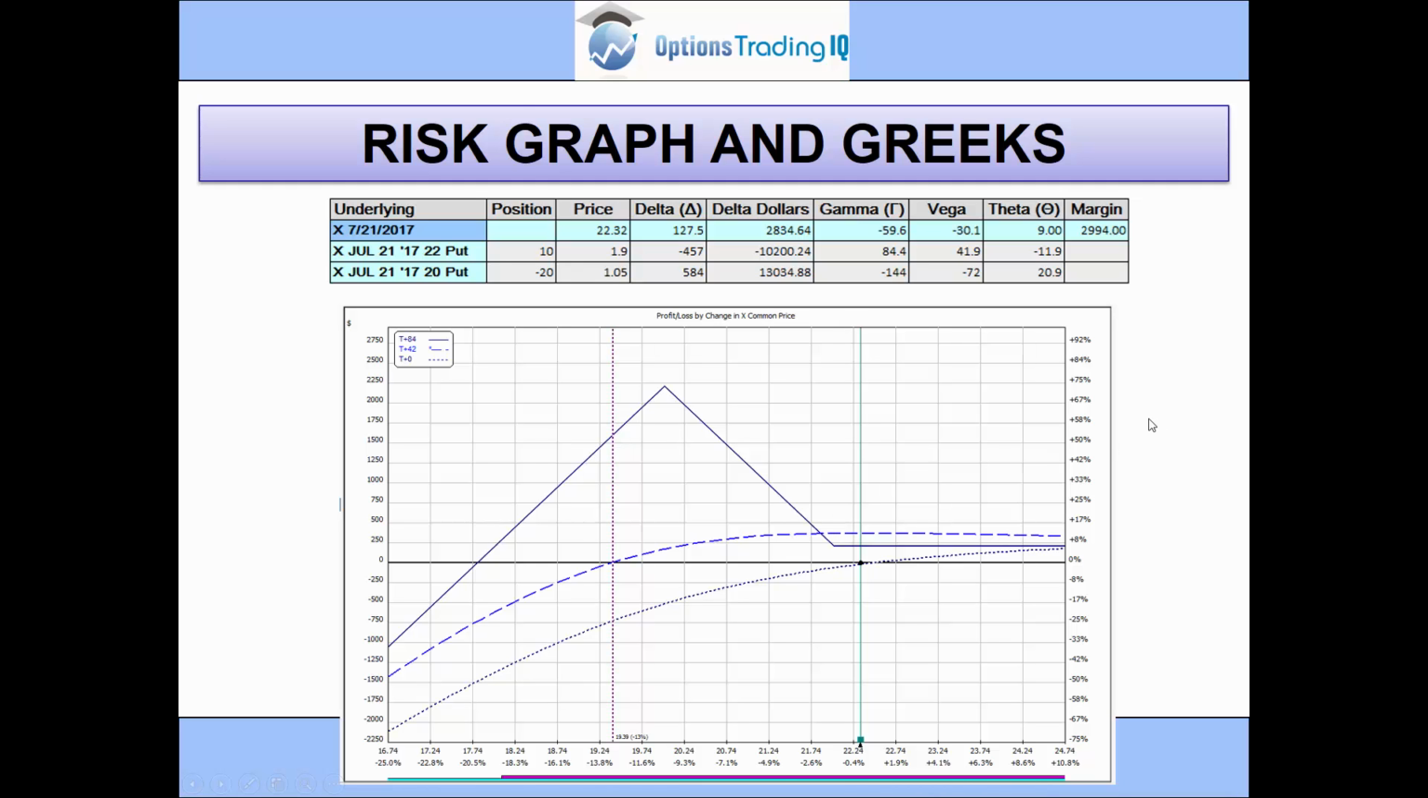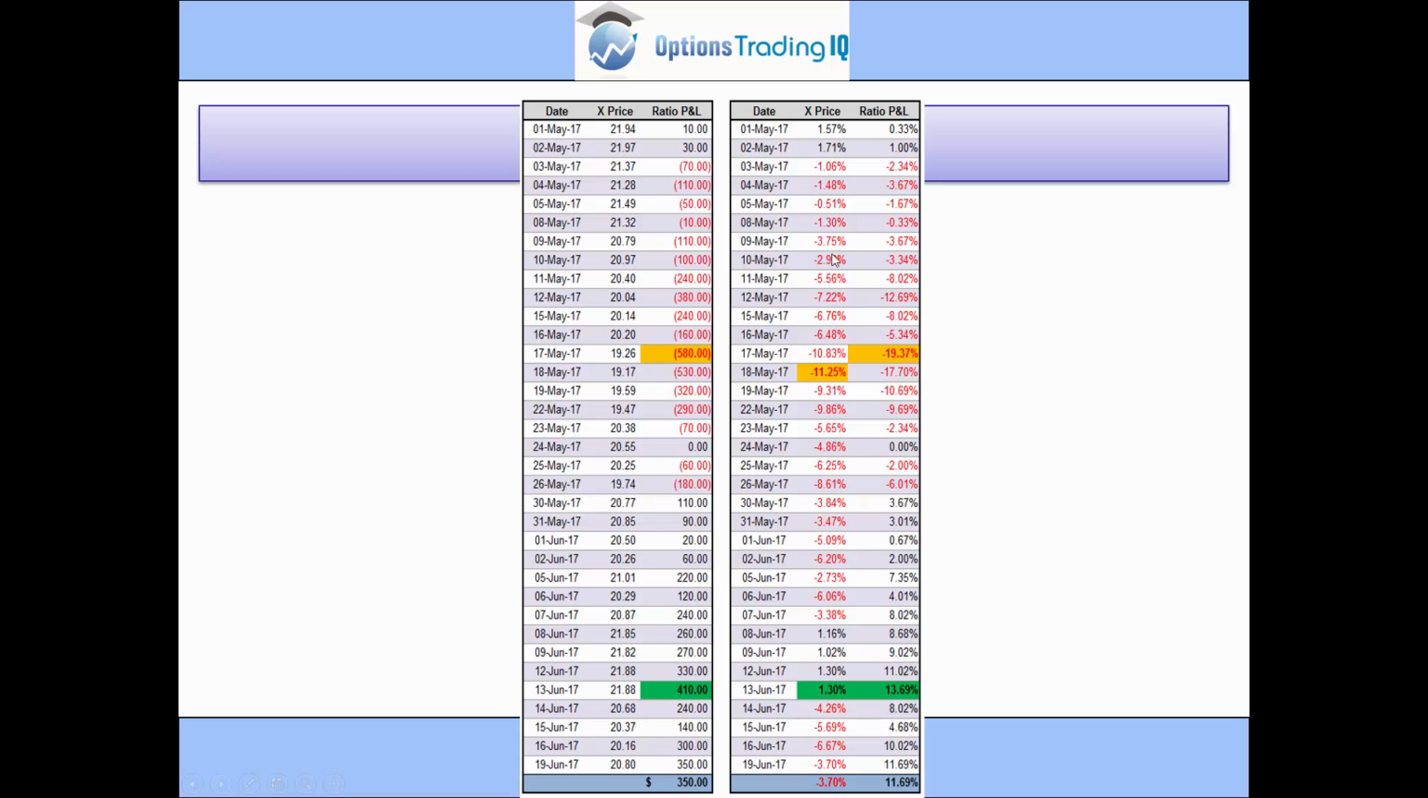Alright, so let's take a look at how the trade worked out. We started this position on the 1st of May. US Steel was trading at 21.94. And as we saw on the graph earlier, the stock continued to trade lower. It went lower by about 11% up until the 18th of May.